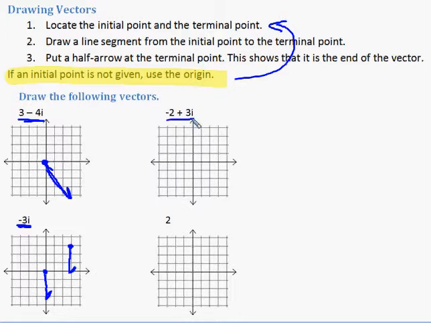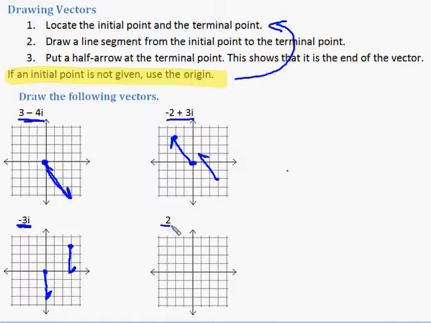Come up here to -2 plus 3i. We'll start at the origin, that's our initial point. -2 is our real part, so that has to do with horizontal, so we'll go back 2 and then up 3. And we'll draw that vector. Again, that could be anywhere on our graph. We could have started here and gone up to here. Same thing.